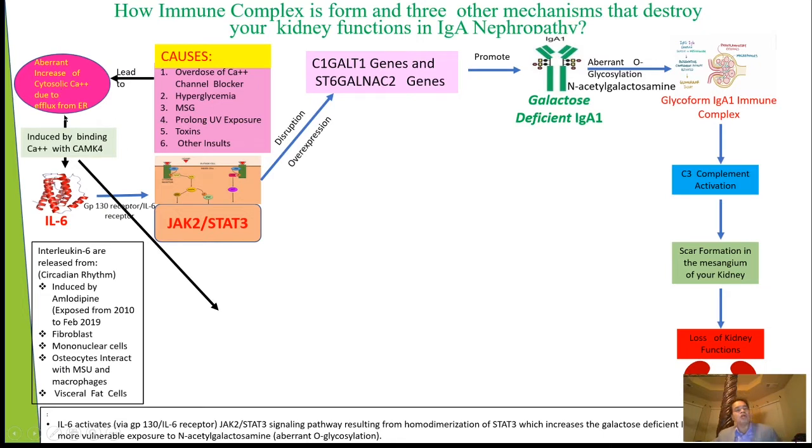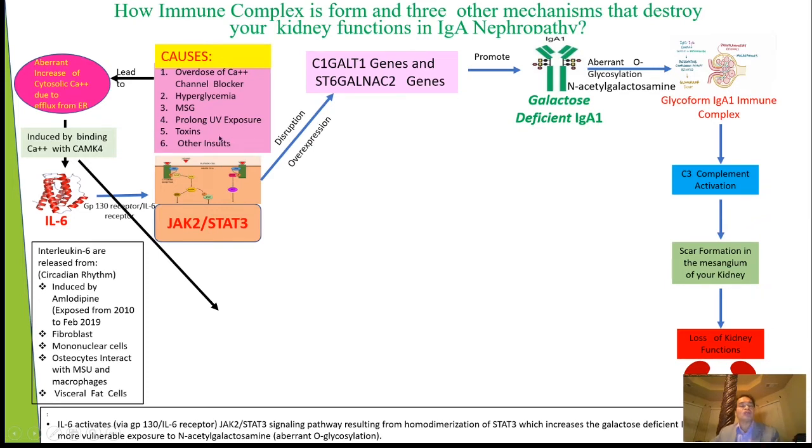Now this increase is caused by external factors. In the case of the subject of my experiment, it is the overdose of the calcium channel blocker amlodipine. It's also caused by increased sugar, because increased sugar will increase the permeability of calcium ions inside the cell. Monosodium glutamate, a neurotransmitter, can also increase the permeability of cytosolic calcium inside the cell.